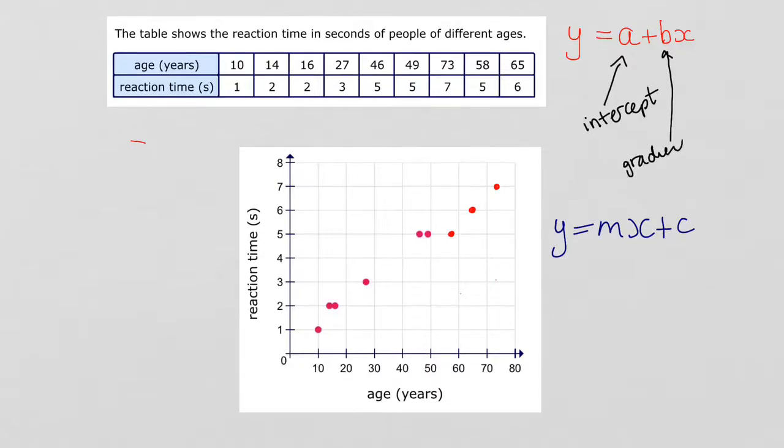Be really careful when you use a calculator because for some reason they have a plus bx, but they also have ax plus b, and obviously you'll get your a and b the wrong way round if you use the wrong one.